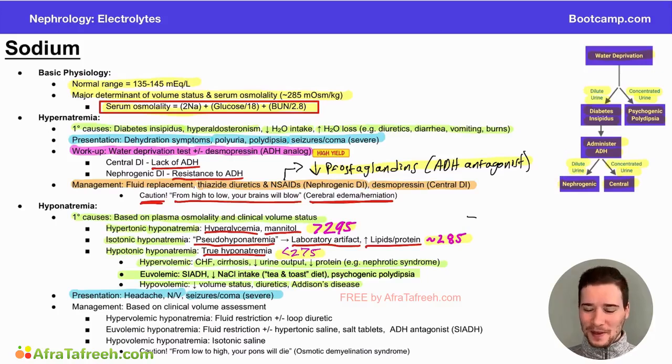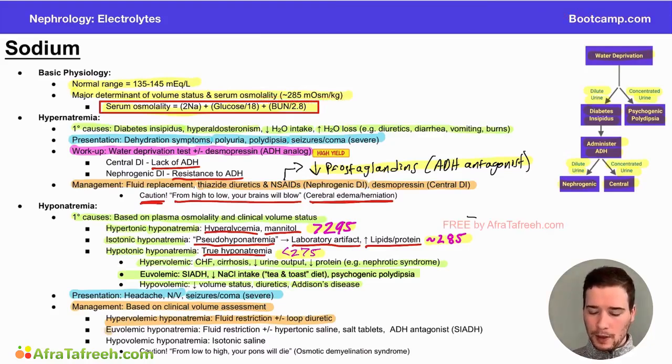And finally, to wrap up this big video, we have our management techniques. So it's all based on clinical volume assessment. So somebody who has hypervolemic hyponatremia is going to get fluid restrictions and a loop diuretic, right? They're hypervolemic, they have too high a volume, we need to offload some of that fluid. Because if we offload some of that fluid, that may allow our concentration levels or our sodium balance to regain its normal status.